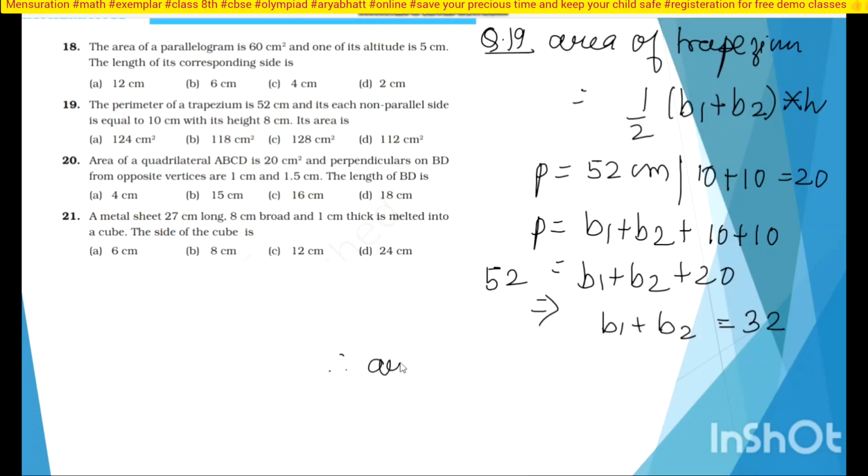See, I can use this 32 directly over here. So my area will be 1 by 2 into 32 into the height. Height is 8. So it becomes 4 times, so 32 into 4. How much will it be? 128 centimeter square. You understood?